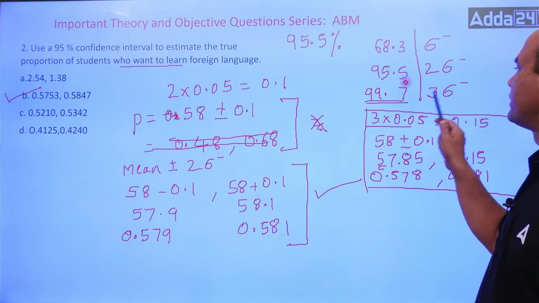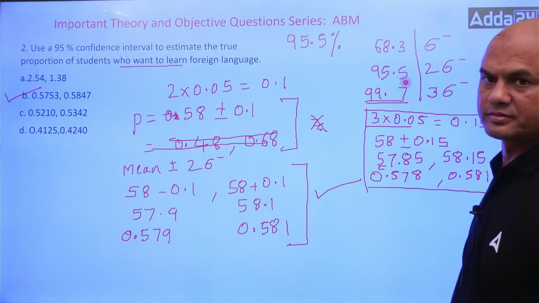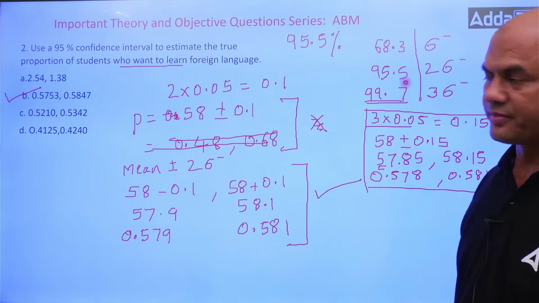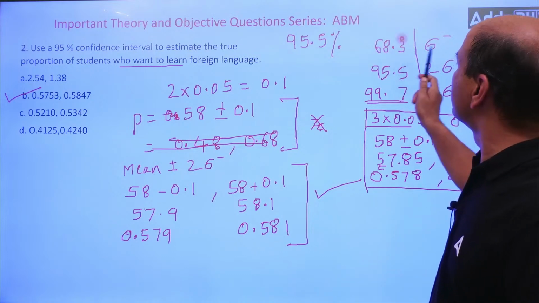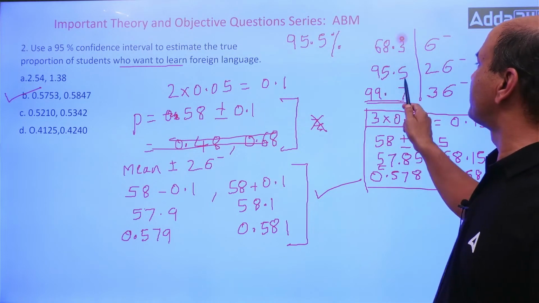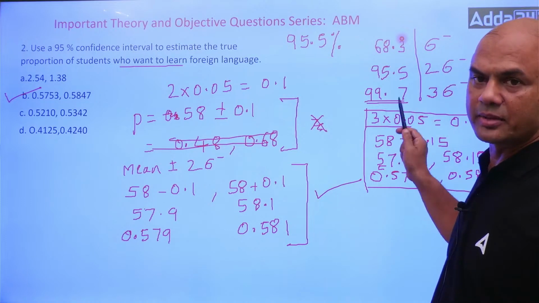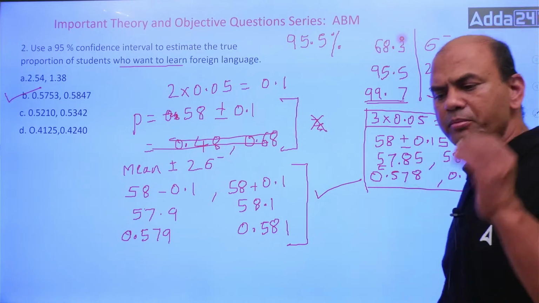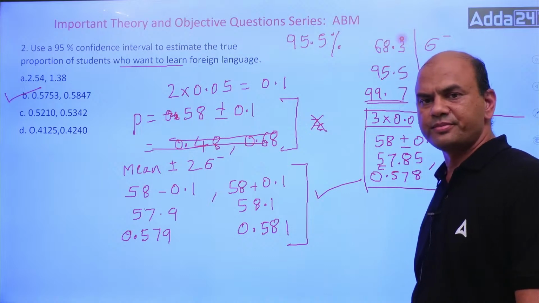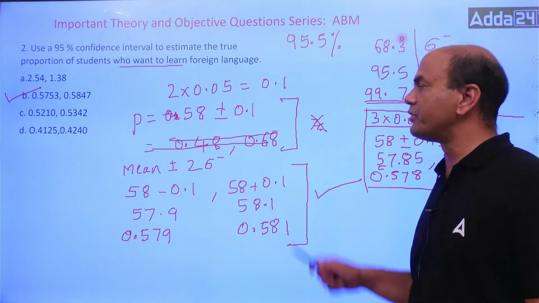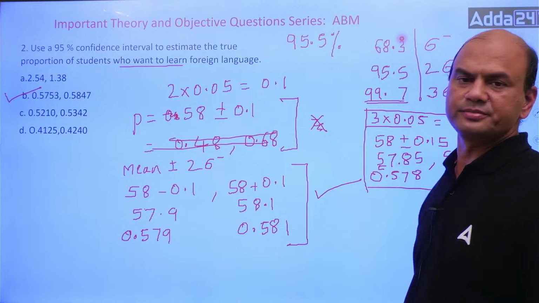99.7% confidence, you have 3 standard error. Getting this? 68.3%, 1 standard error. 95.5%, 2 standard error. 99.7%, 3 standard error. Learn this by heart. Okay, this will be very helpful to you in your exams.